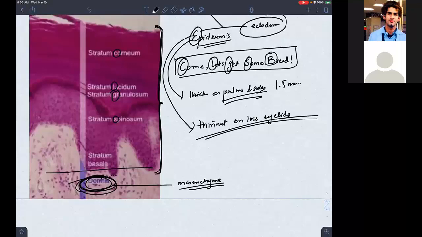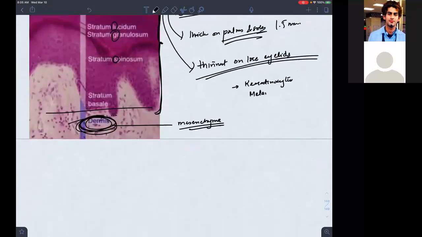What cells do we see in the epidermis? So write the cells, please. The cells which we see in the epidermis are keratinocytes, melanocytes, Langerhans cells, and Merkel cells. Okay, not the Chancellor of Germany, Angela Merkel. So these are Merkel cells.